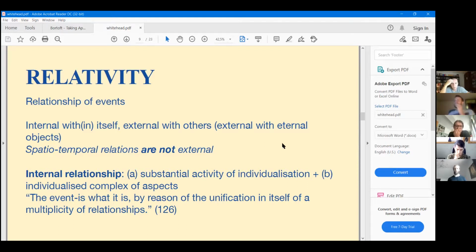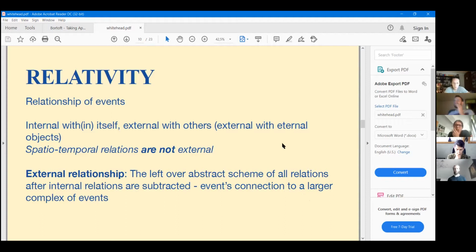Can we go on? But of course, when you look at an event, you quite soon realize that after subtracting all the abstract relationships recognized, there are some left over, namely the external relationships, which probably constitute the patience of other events for the enduring object. I would understand it that way.